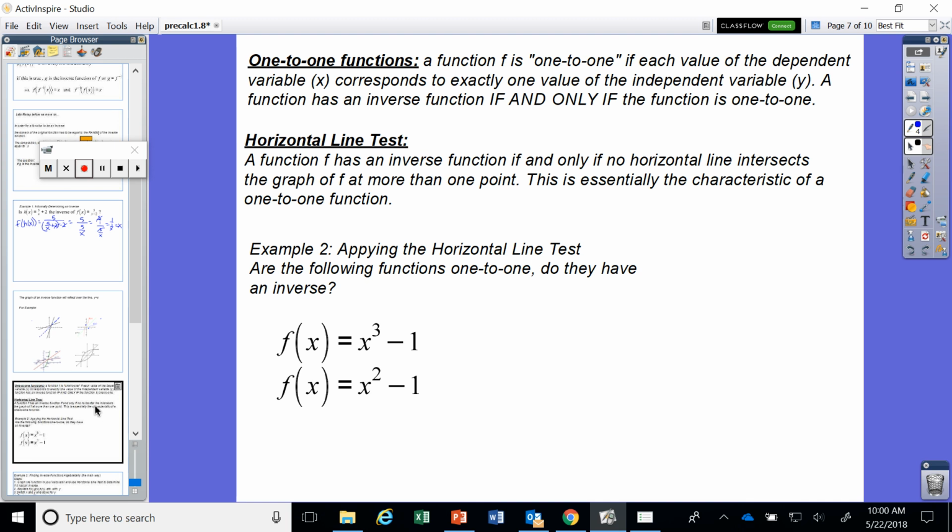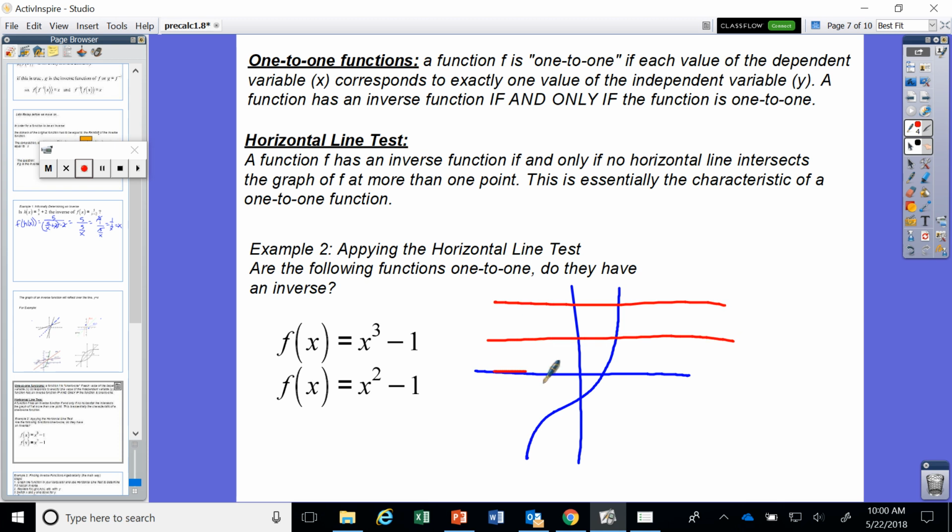So let's take a look. Let's just do a quick sketch, nothing too crazy. Let's think about what x cubed minus 1 is going to end up giving us. We're going to have a shift down of 1, so we're going to be roughly in this particular area. Let me change colors for our horizontal line test, and I make all these horizontal lines, and every horizontal line that I make, I only go through the graph one time. So yes, we would consider this a one-to-one function in this example.